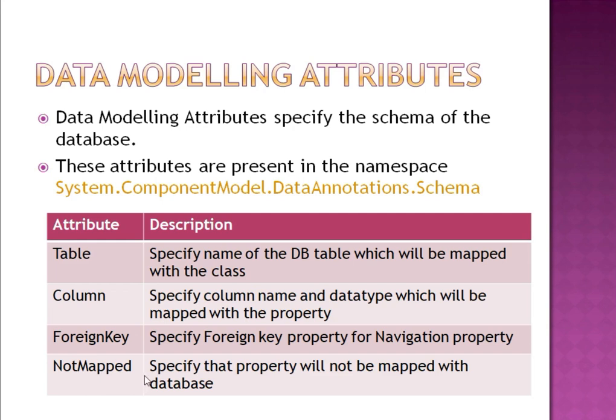Actually, mistakenly I listed this part in the default code first convention. It should appear in data annotation. So remember this thing. So these four are the main attributes in the data modeling category. There are some advanced attributes also, but first of all we are going to study these basic attributes, and for the advanced attributes I am going to create a separate video.